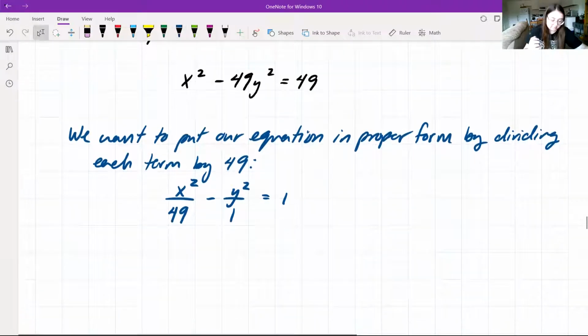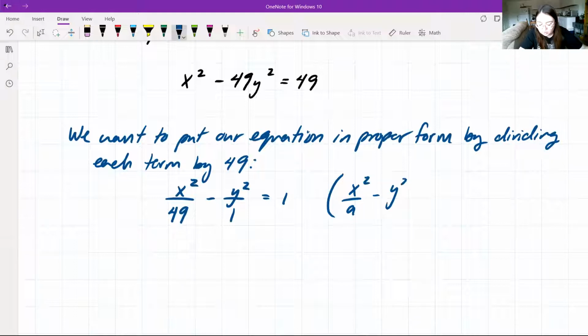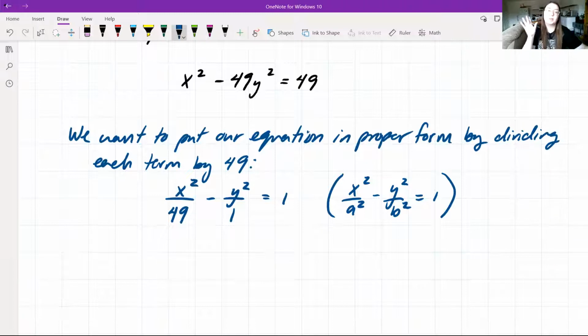And now that we have this, we can identify that this is of the form x squared over a squared minus y squared over b squared is equal to 1, since we see that 49 is greater than 1. So our a squared in this case is 49, our b squared is 1. We know that 49 has to be a squared since it is greater, and a squared is greater than b squared within our stated theorem. So we have our equation in this form.